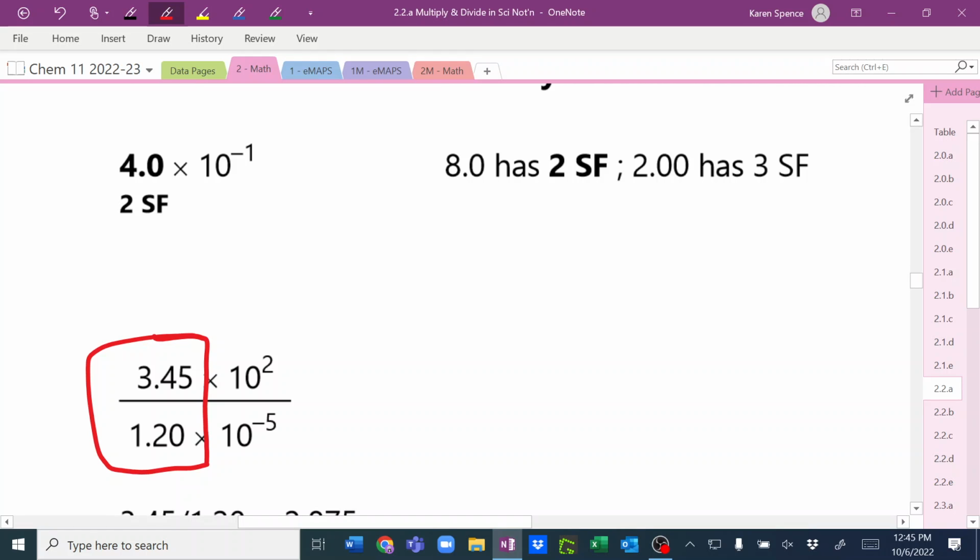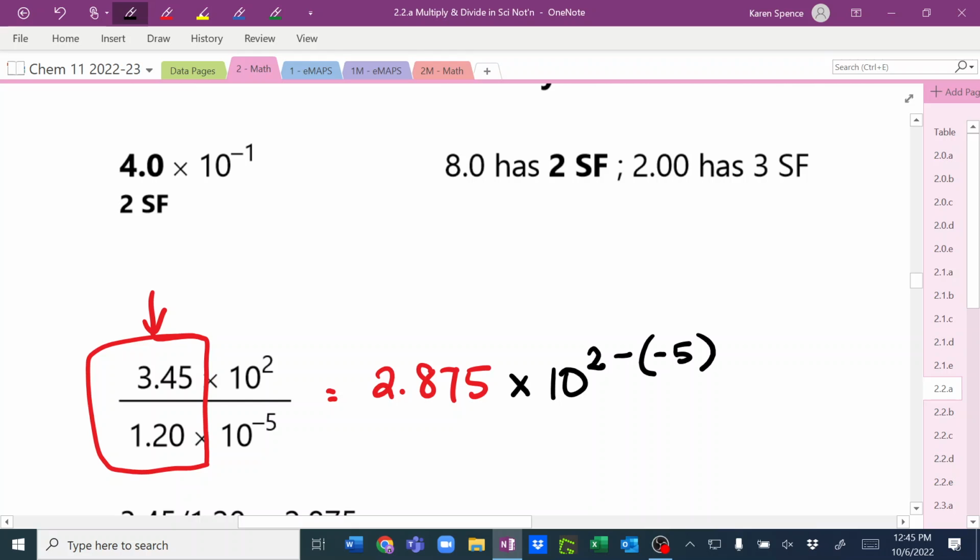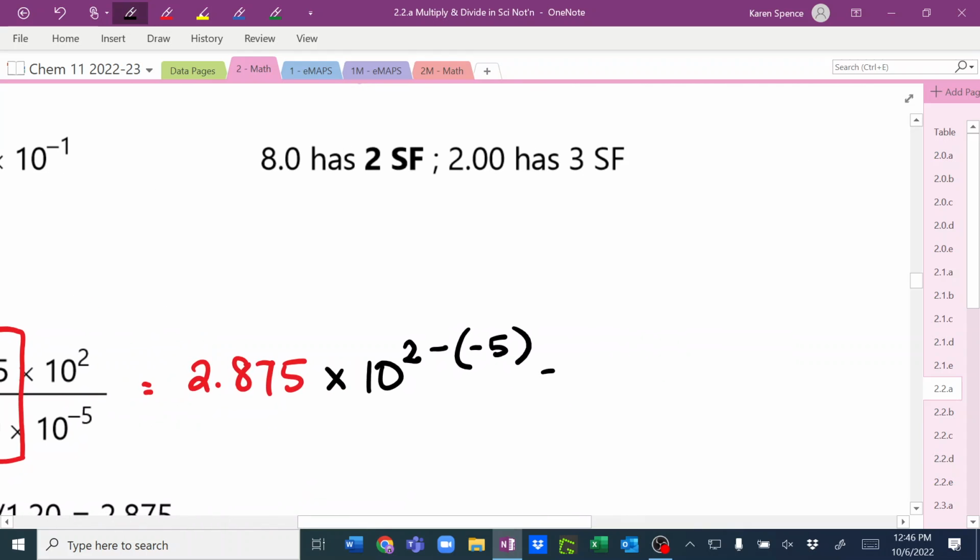3.45 divided by 1.2 is 2.875. So that's that portion right there. Times 10 to the, and I'm going to take my 2 and subtract -5, because I'm dividing. So I'm going to subtract my exponents. So that is now going to be 2.875.